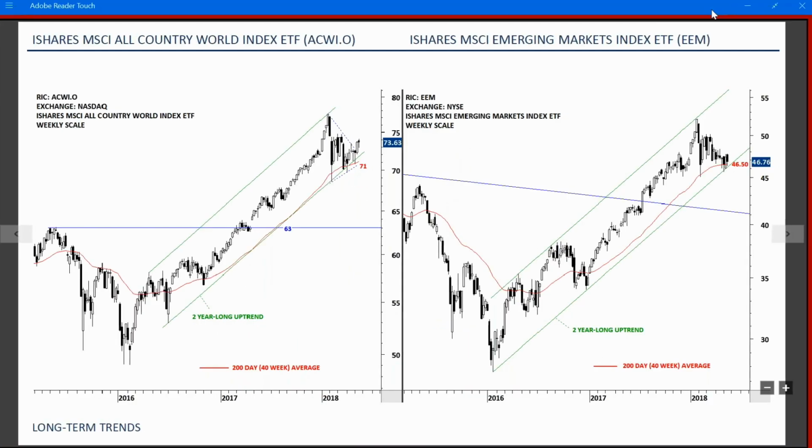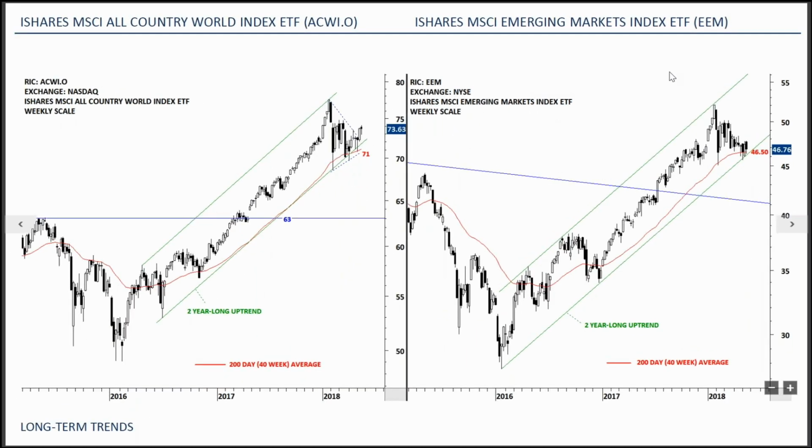So the global equity markets report usually starts with these two major charts. One of them is the iShares MSCI All Country World Index ETF, the one on the left-hand side. And the other one is the iShares MSCI Emerging Markets Index ETF, the one on the right-hand side. You can see that these two global benchmarks basically have been in a clear, steady uptrend since the beginning of 2016.